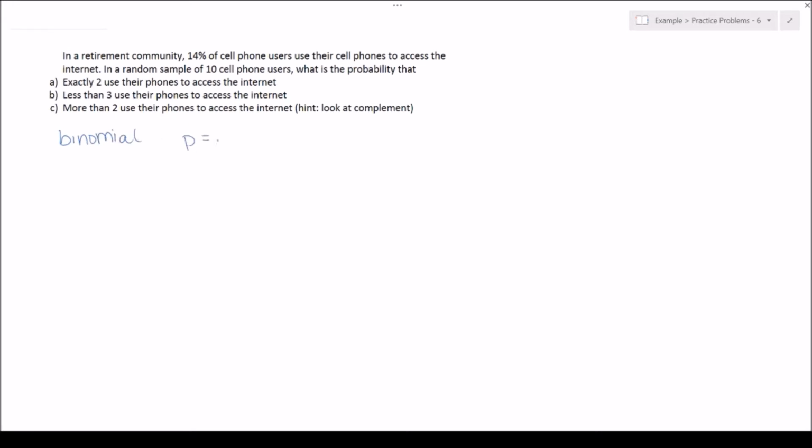The probability of a success is that 14%. Q is 1 minus 0.14, so that's 0.86. N is the number of trials, which is 10. So for part A, we're looking for the probability of 2, which is, in general formula, P of x, the probability of x successes is n cx times p to the power of x times q to the power of n minus x. These 2 exponents add up to your n, in this case, that's 10.